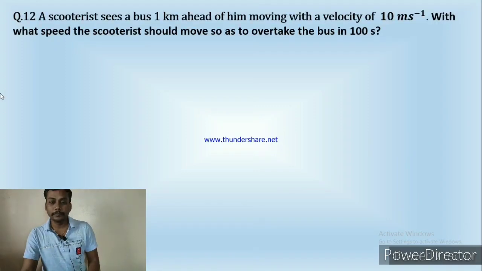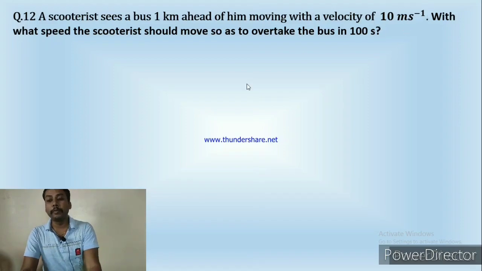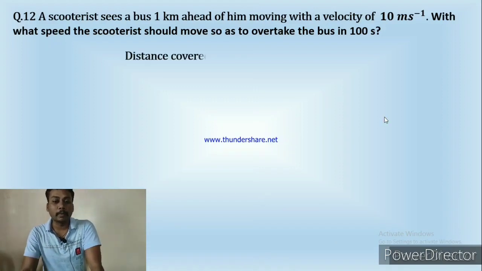A scooterist sees a bus 1 kilometer ahead of him moving with a velocity of 10 meter per second. One scooterist says that one bus is 1 kilometer ahead of him and moving with a speed of 10 meter per second. With what speed should the scooterist move so as to overtake the bus in 100 seconds? The scooterist wants to overtake the bus in 100 seconds, so the speed required is to be calculated.